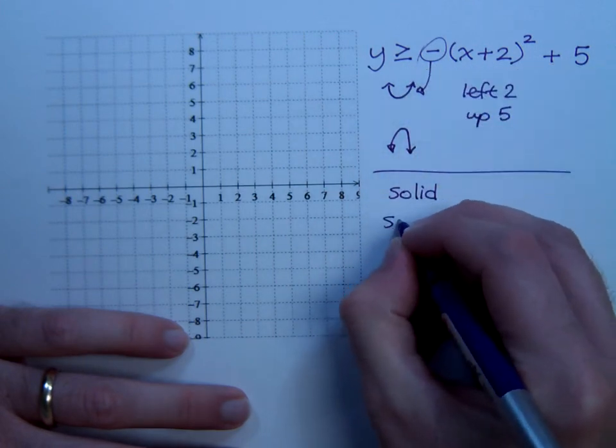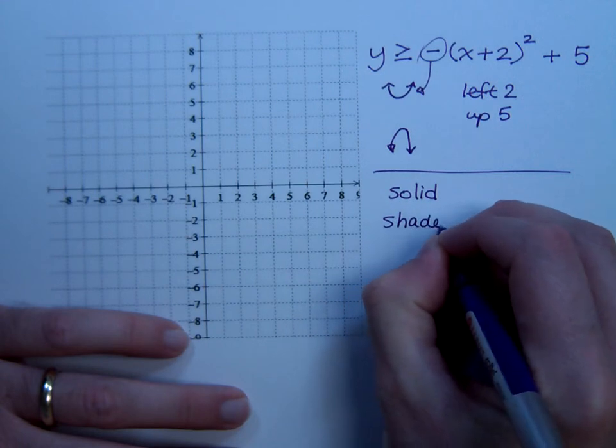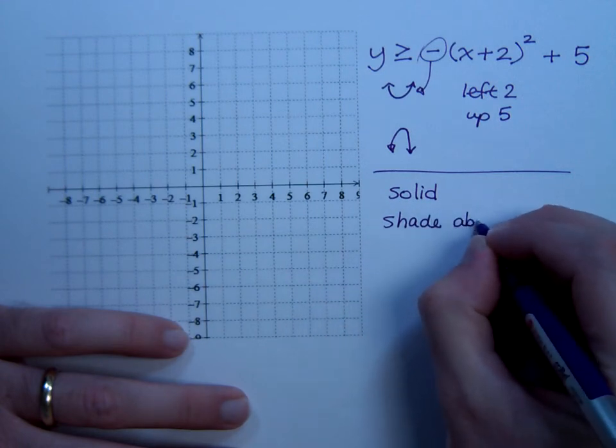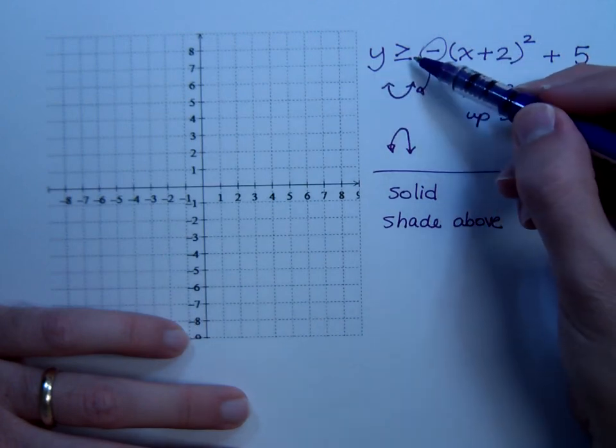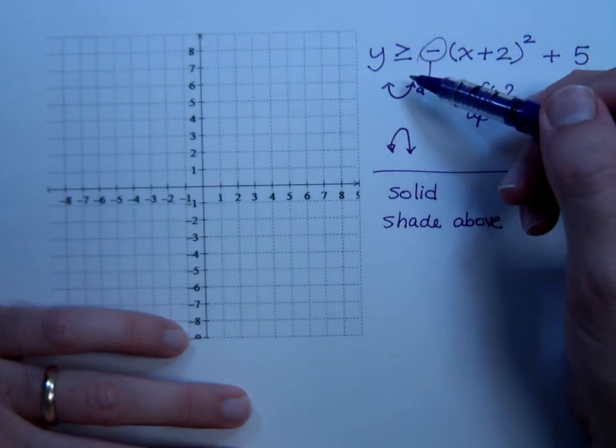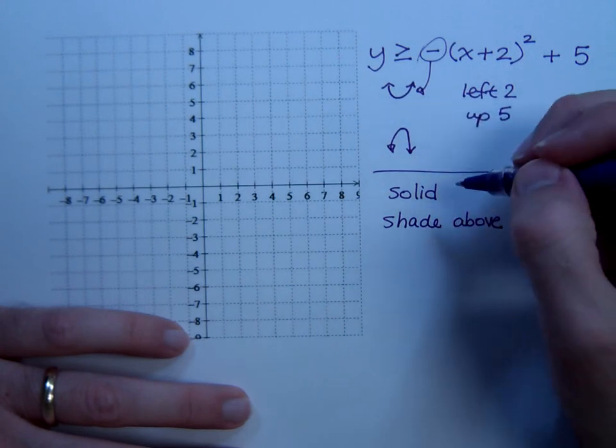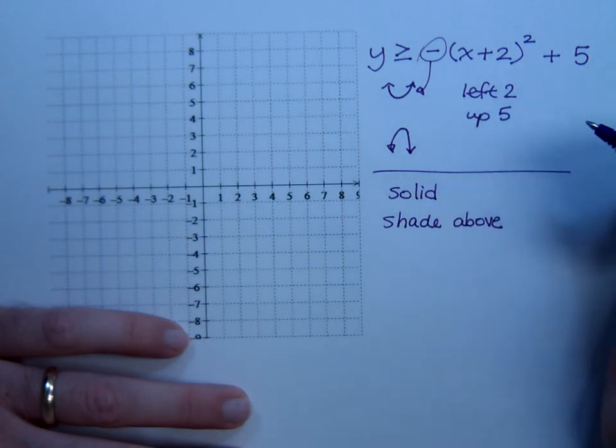And then we're going to shade where? How do you know we shade above? It says y is greater than or equal to, so that means above whatever the graph is you have. So if you take a point on the graph and you go straight up from that, that's the region that you shade.